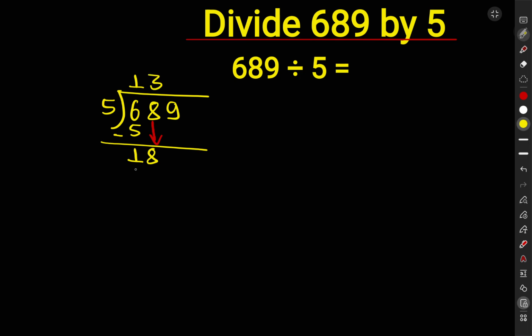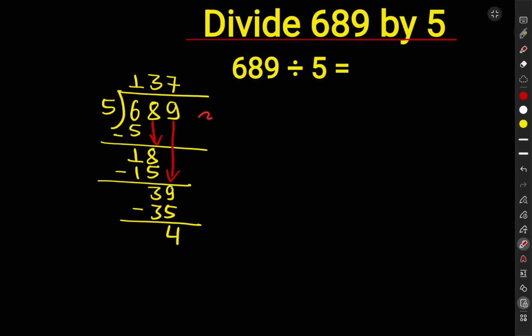5 times 3 is 15. On subtracting we get 3. So again we put down this 9 and it is 39. 5 times 7 is 35. On subtracting we get 4.